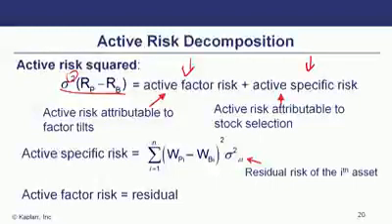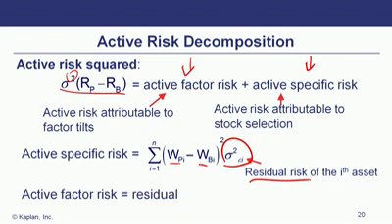Well, in this case, we can calculate the active specific risk. So what portion of our total active risk, or our active risk squared, is coming from specific risk? Well, that's just going to be the weights in our portfolio minus the benchmark weights, squared, times the residual risk of the ith asset, which we can calculate. It's actually elsewhere in the curriculum. I don't think it's something you have to worry about here, and the formula is not included in the reading, so let's not drag that out. Nonetheless, this gives us the ability to calculate the active specific risk.